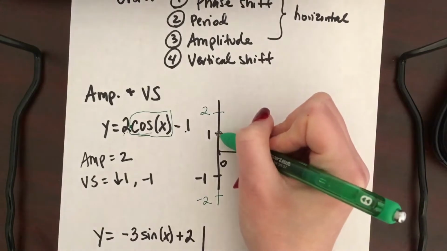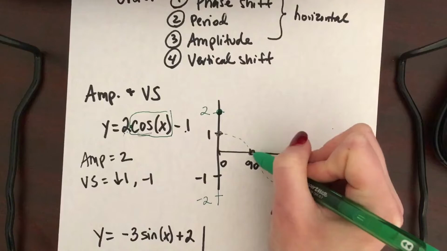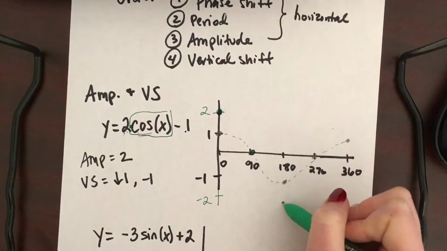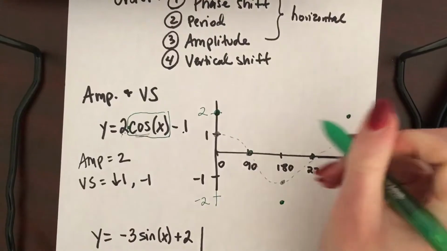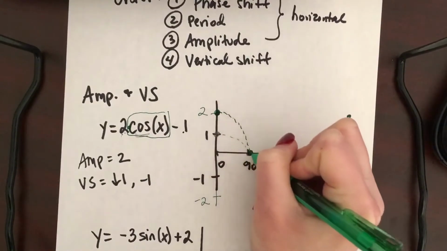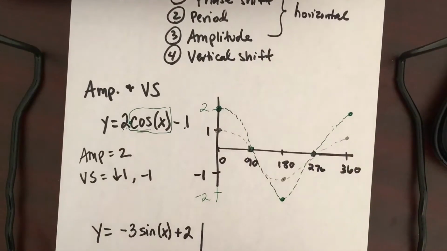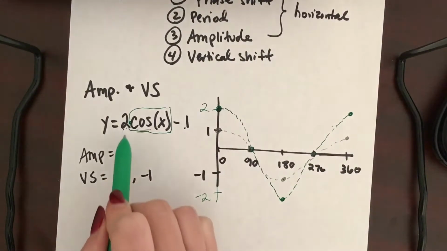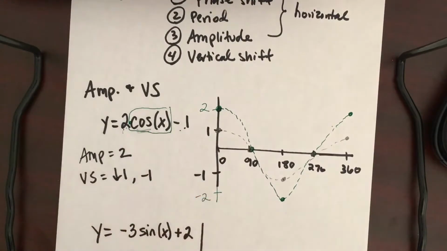So this times 2 brings it up to positive 2. This one times 2 is going to stay the same. This times 2 is now at negative 2. This one stays the same. And this one's at positive 2. And I'm going to draw a dashed line through these points. Hopefully you can see this is green. So that's not my final answer either. That's just 2 times cosine of x. But I have one last part, which is that vertical shift down.